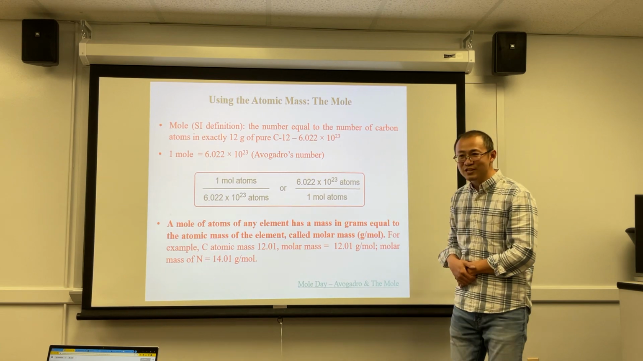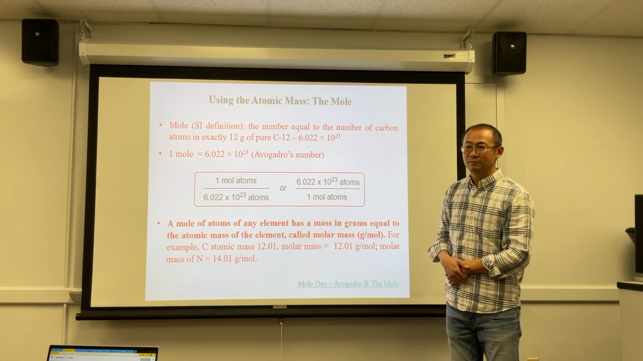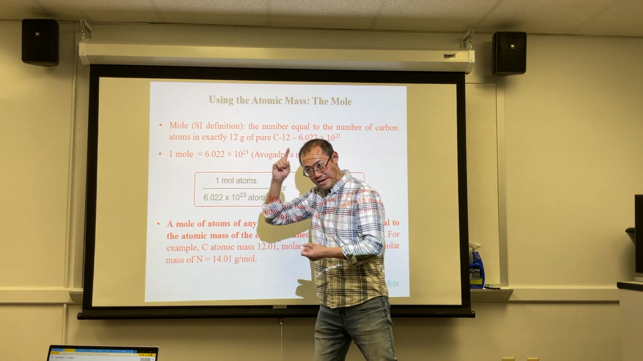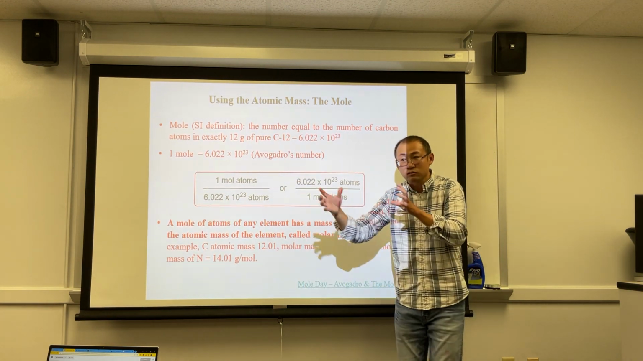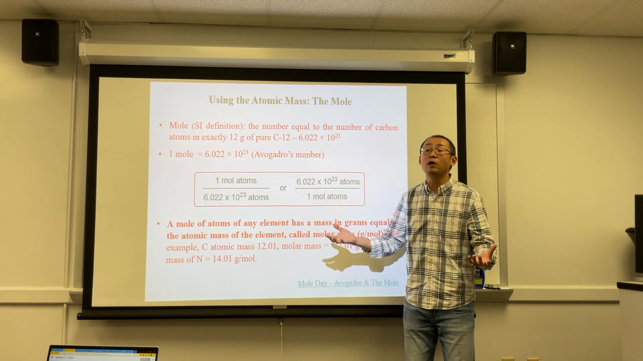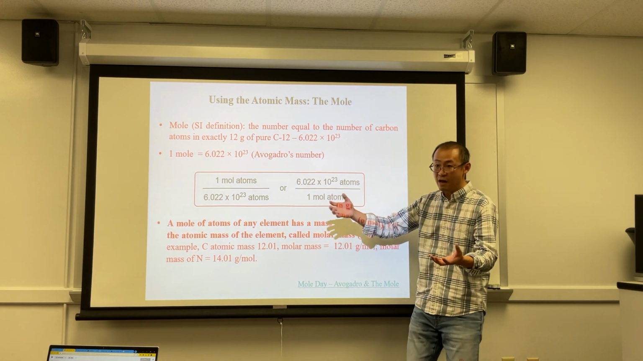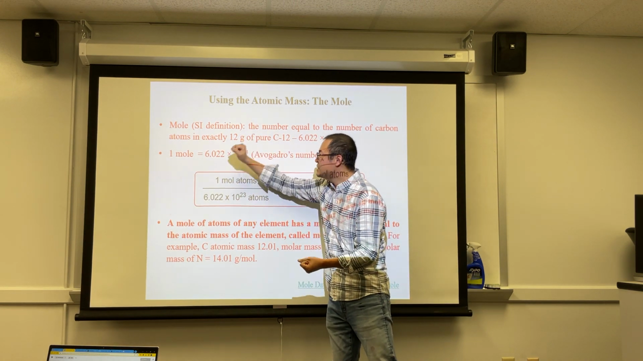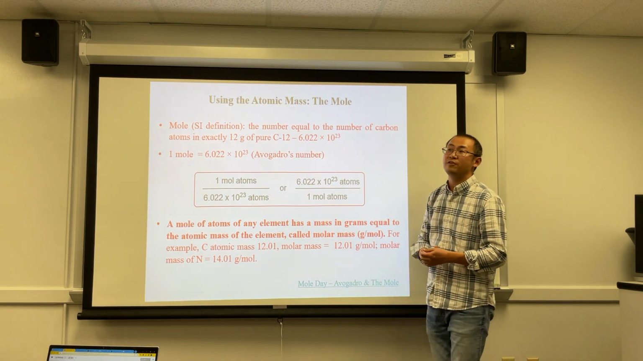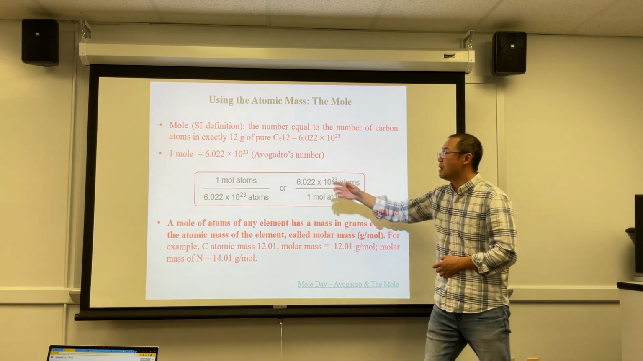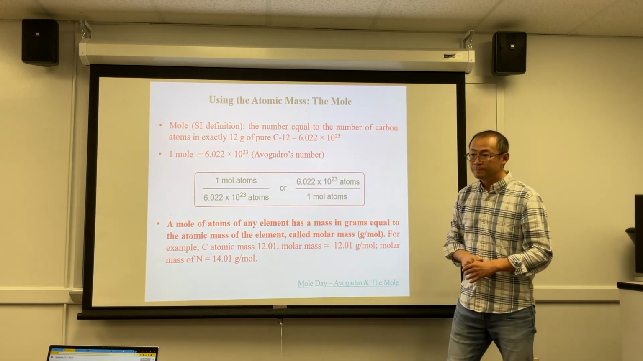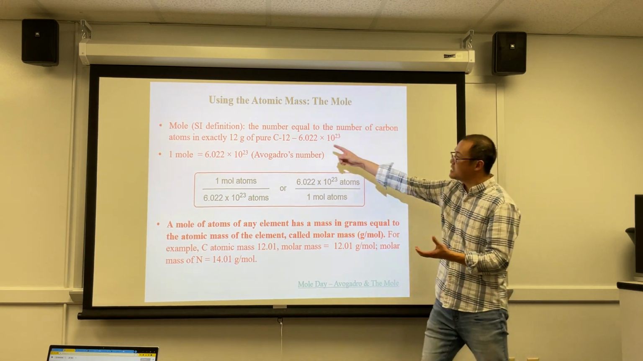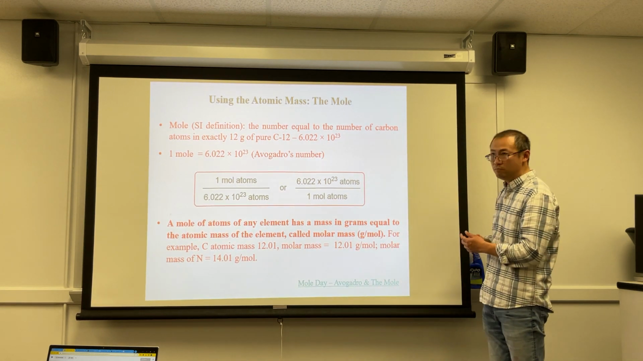One mole is 6.02 times 10 to the 23rd. What does that mean? It means a mole is a number, a count. That means quantity, is that right? To quantify means you need to count numbers. So one mole of something is 6.02 times 10 to the 23rd of something. And we call this number Avogadro's number. Now where does the 6.02 times 10 to the 23rd come from?